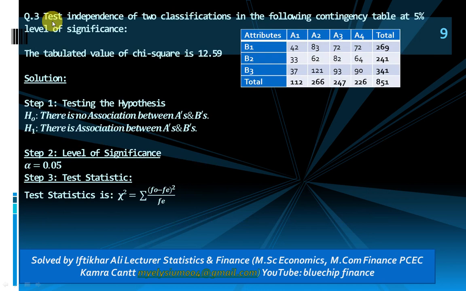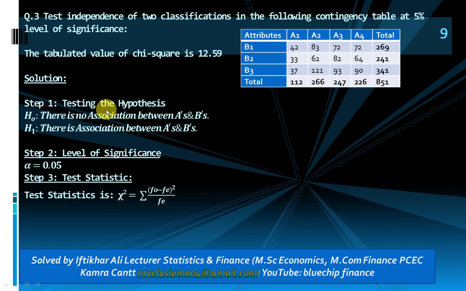Question number 3 is about the chi-square. Test independence of two classifications in the following contingency table at 5% level of significance. If the total is not given in the question, you can calculate it by yourself. It will be needed in the further calculations. The tabulated value is also given in the question, 12.59. So finally we come to the solution.